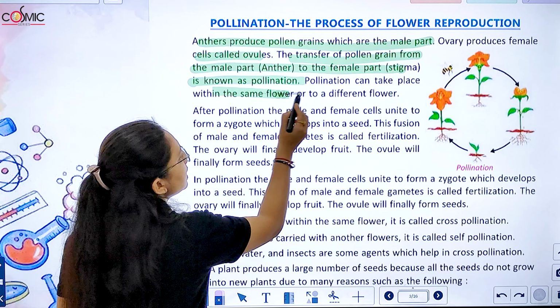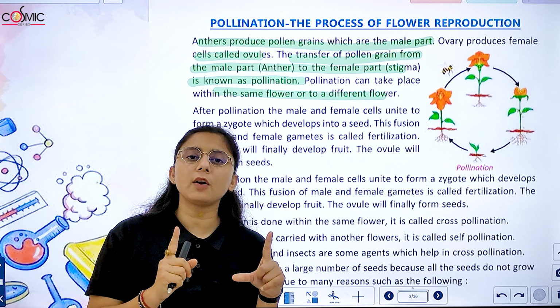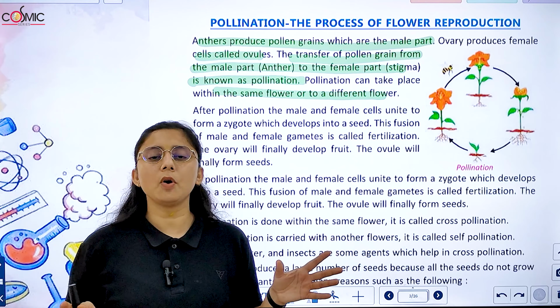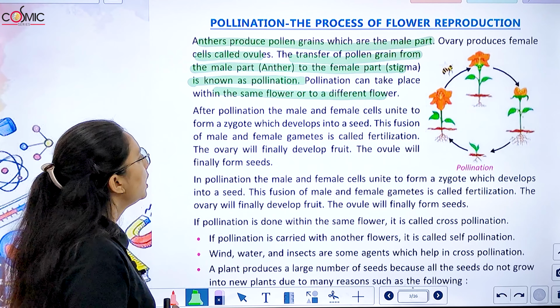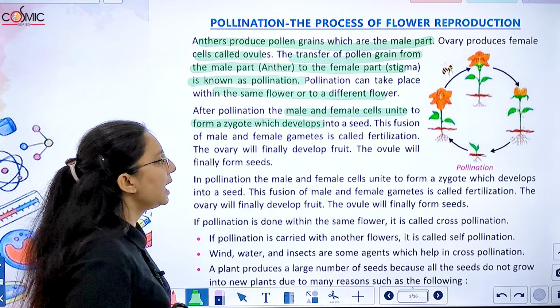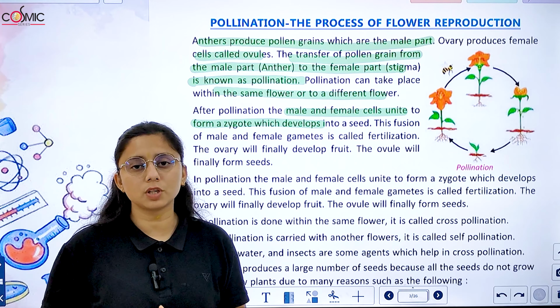Pollination takes place within the same flower or a different flower. It can happen in one flower, the same flower, or in a different flower. In any flower it can be done, whether it is the same or different. Now, after pollination, male and female cells unite to form a zygote, which develops into a seed.